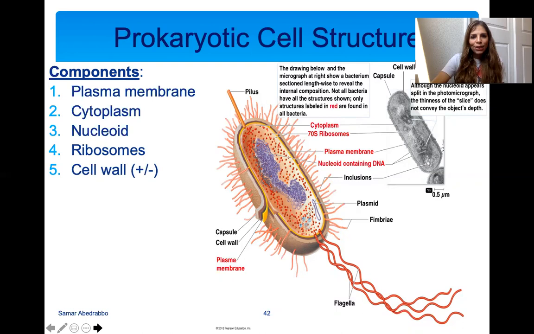And then some bacteria may have a cell wall. So a cell wall may be present, maybe not. We talked about gram-positive bacteria and gram-negative bacteria. Gram-positive bacteria have a thick peptidoglycan layer and they stain purple. Gram-negative bacteria have thin peptidoglycan and an outer membrane and they stain red. And then Mycoplasma bacteria have no cell wall. And Archaea, if they do have a cell wall, it's made up of pseudomurein, not peptidoglycan.